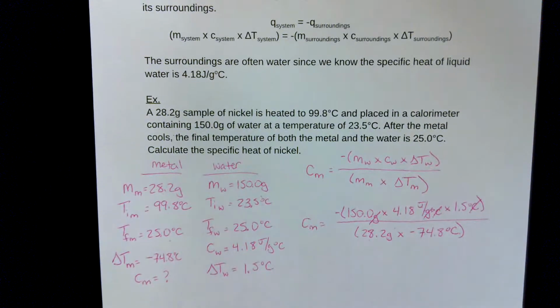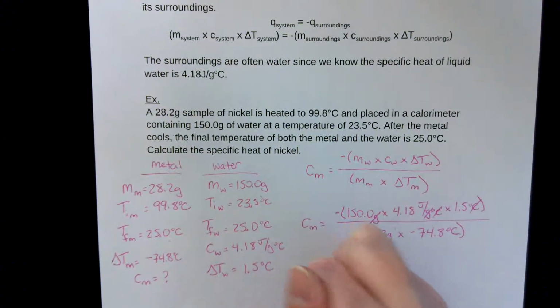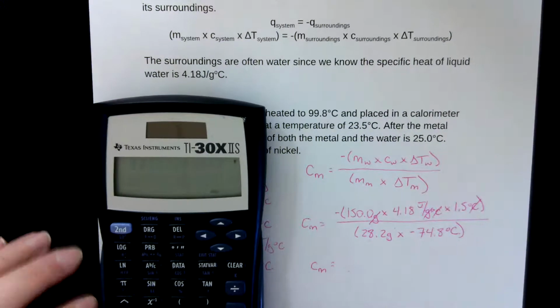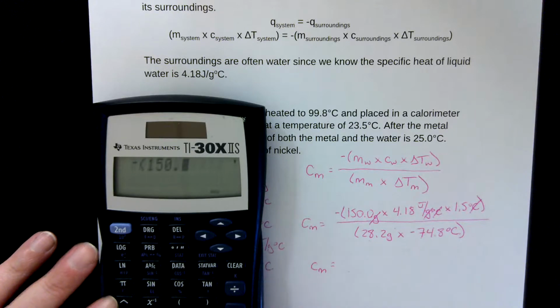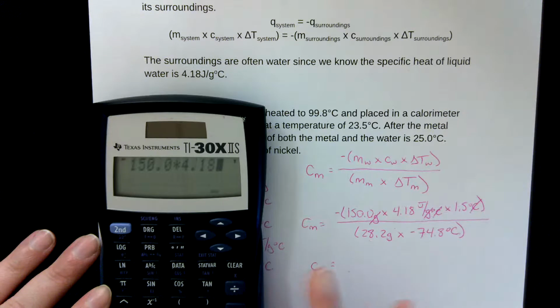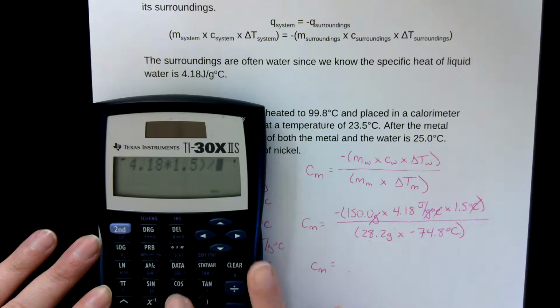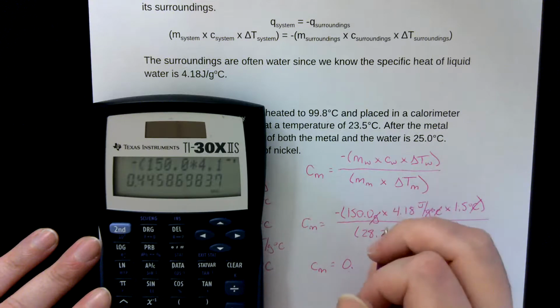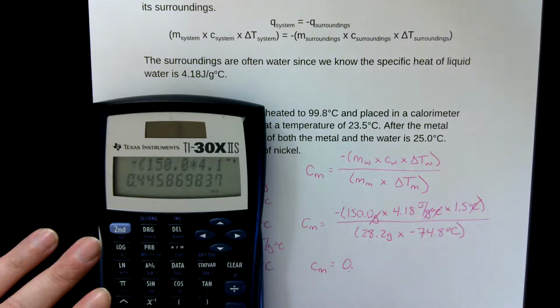So the only thing left is to calculate our value. So, the opposite of 150.0 times 4.18 times 1.5, close those parentheses, and then we're going to divide that by 28.2 times negative 74.8, close those parentheses. 0.4458, lots and lots of decimal places.